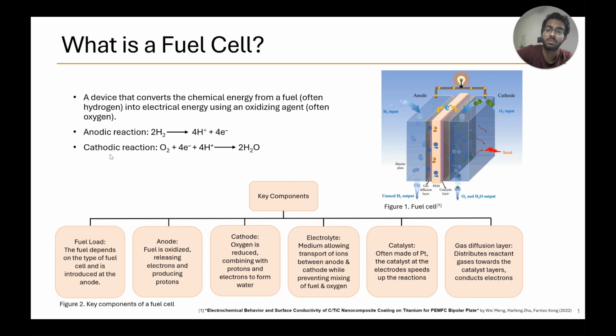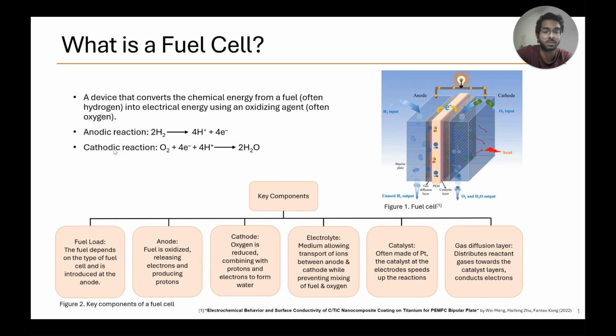At the anode, the fuel, that is hydrogen, is oxidized, which gives rise to protons and electrons. And at the cathode, oxygen is reduced and combines with the electrons and protons to form water. The fourth key component is the electrolyte. The electrolyte is the medium which allows the transport of ions between the electrodes while preventing the mixing of fuel and oxygen.